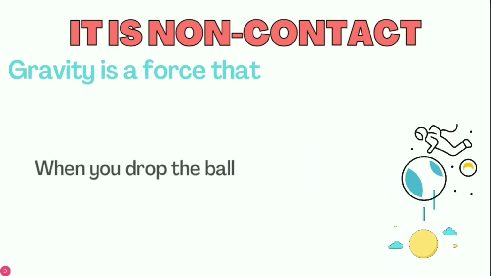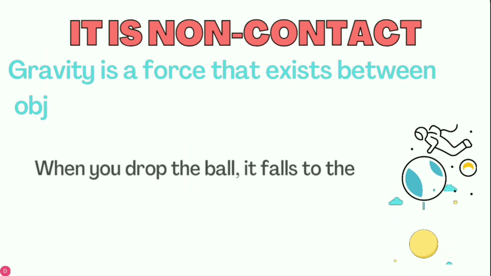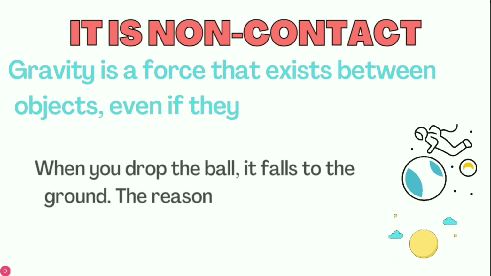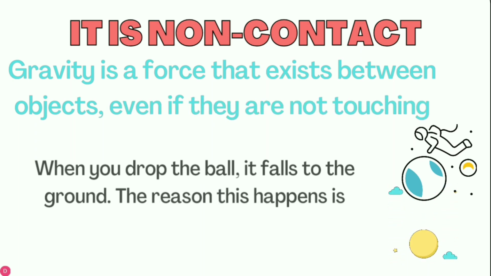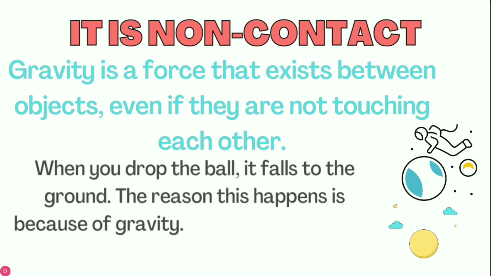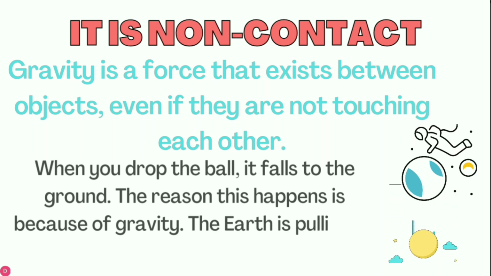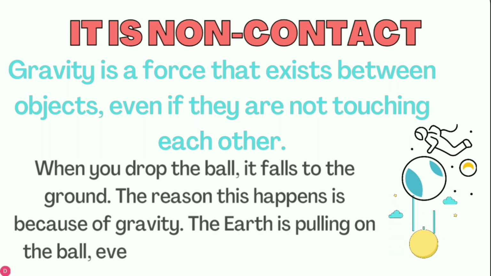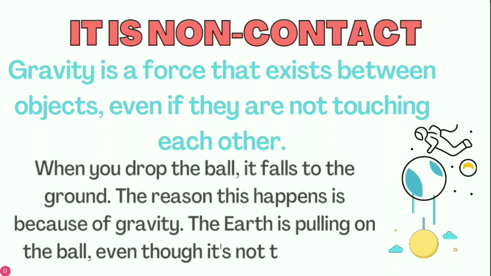Gravity is a non-contact force. Gravity is a force that exists between objects even if they are not touching each other. When you drop the ball, it falls to the ground. The reason this happens is because of gravity. The earth is pulling on the ball even though it is not touching it.